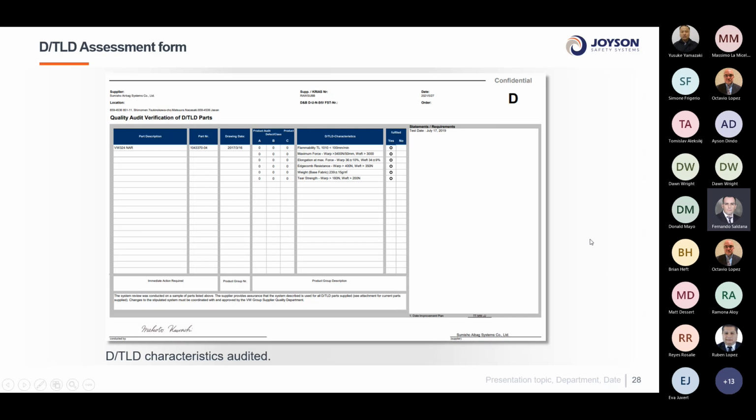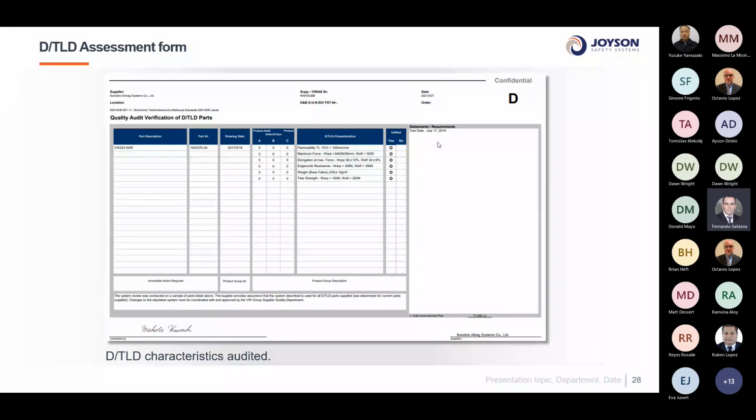The next one is D-TLD characteristics, or critical characteristics or safety characteristics. This is the list of characteristics applicable for mandatory documentation because those affect the safety of the product. And this is basically what is being reviewed. During the assessment or audit, you have to look at your list of characteristics, see the results, and look for evidence. The next column is just to confirm fulfillment or non-fulfillment of the requirements shown on those characteristics. It's a pretty simple assessment, but the key is to identify the list of critical or safety characteristics, and those are the ones that should be here in the assessment.